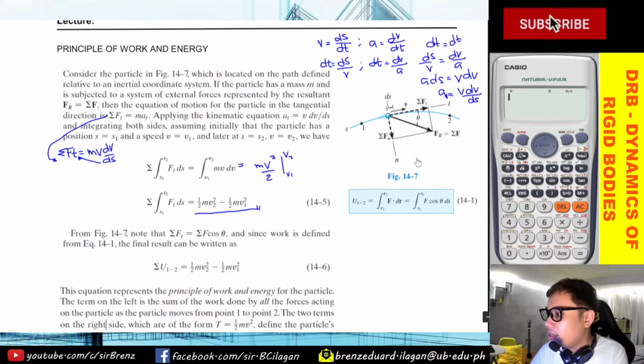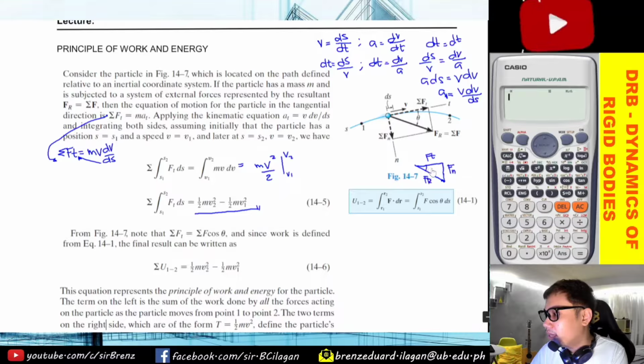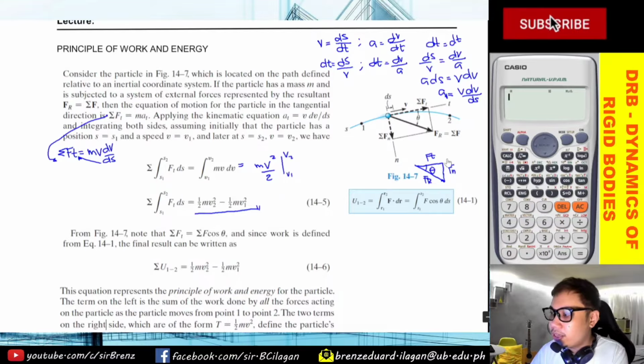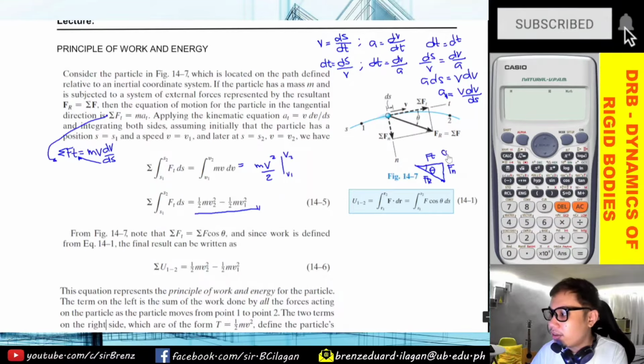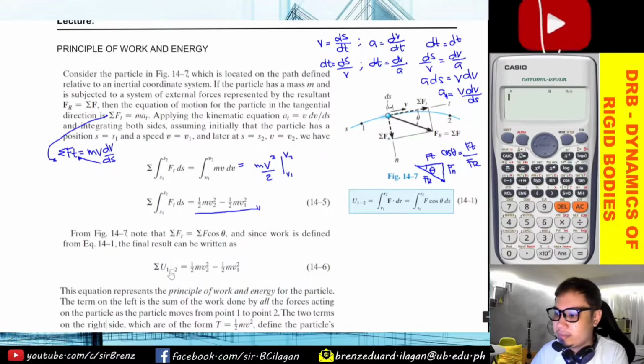So, ang nangyari nga dito is parang ganito siya. Ito si F sub t, ito si F sub n, and then ito, yung F sub r mo. And then this is theta. So, yun nga, yung trigonometric function, cosine theta is equals to F sub t all over F sub r. Kung saan nga yung F sub r is equals lang sa F sub t. So, kaya nangyari dito, summation of F cosine theta.